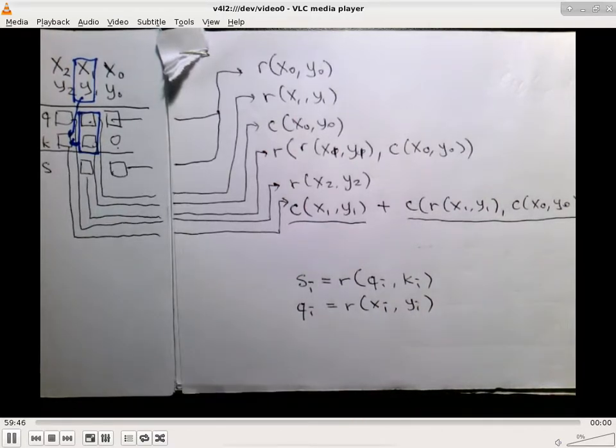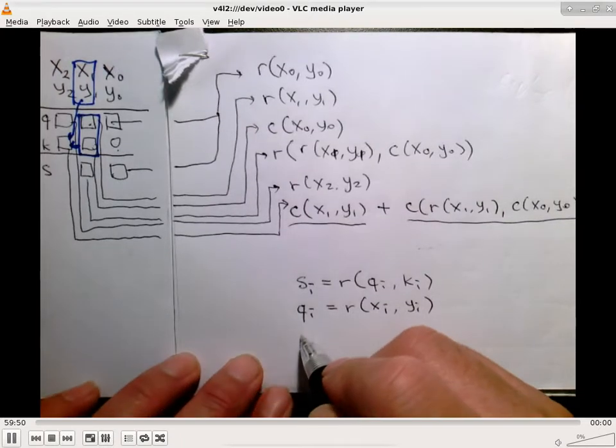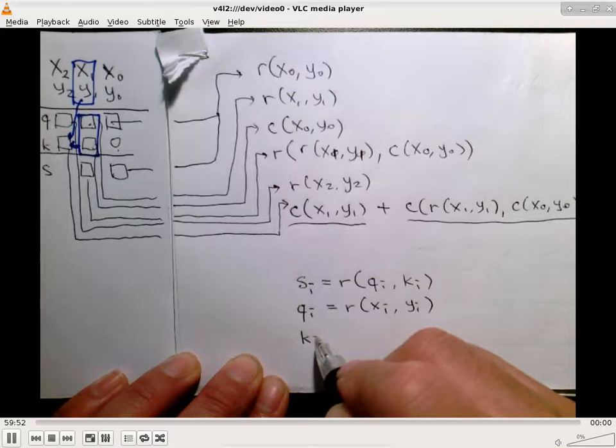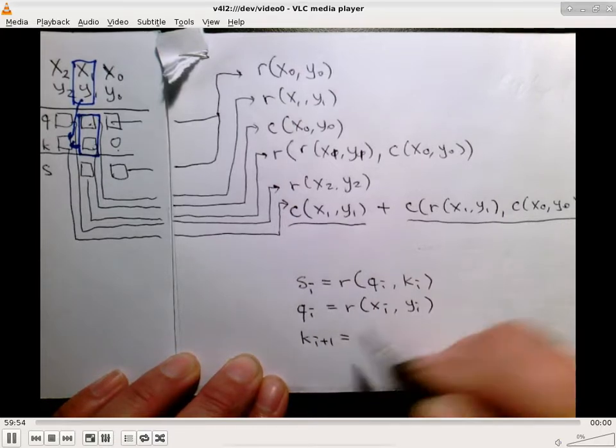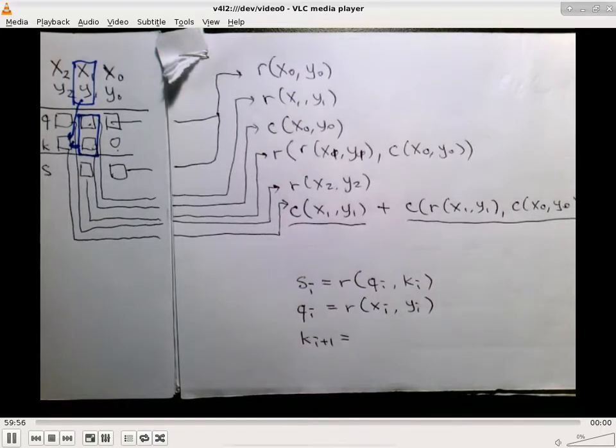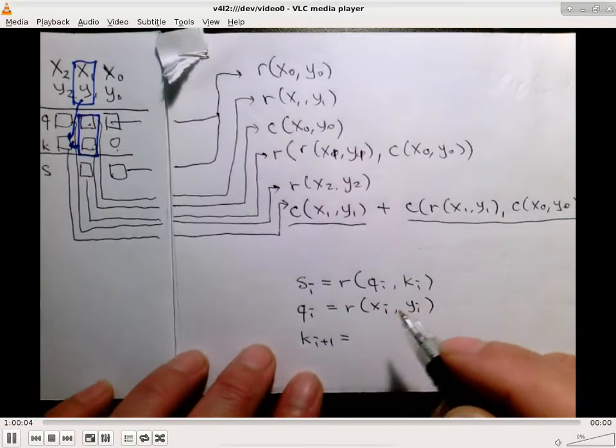Is that okay so far? What about K? K is the more complicated one. It's I minus 1. So I would say Ki plus 1, so that this way I don't have to deal with minus 1 on the other side because there are more items on the other side. So I'm lazy. Okay, so Ki plus 1 is going to be what?